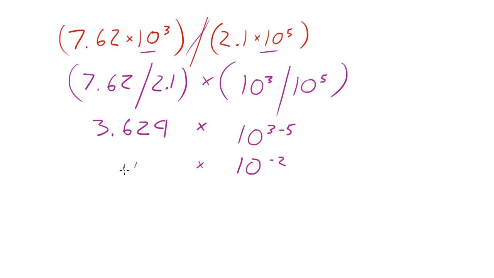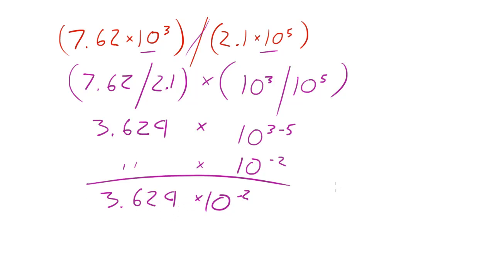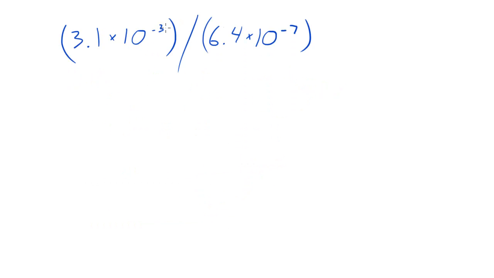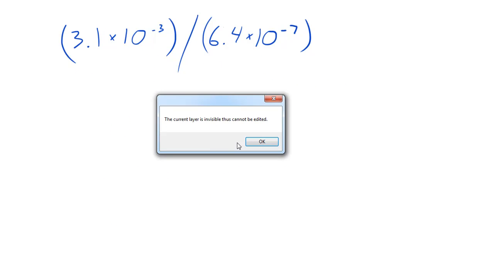So now we have 3.629 times 10 to the negative 2. And check it out. That is already in perfect scientific notation form. So that's our final answer right there: 3.629 times 10 to the negative 2. Pretty cool, huh? So now let's go ahead and jump into another example using a negative.